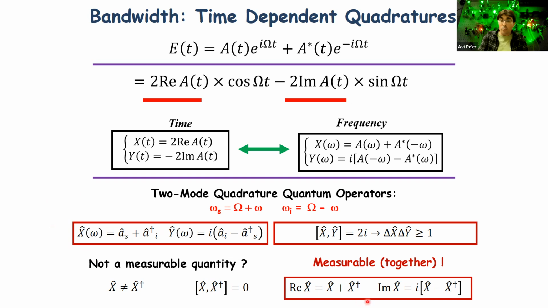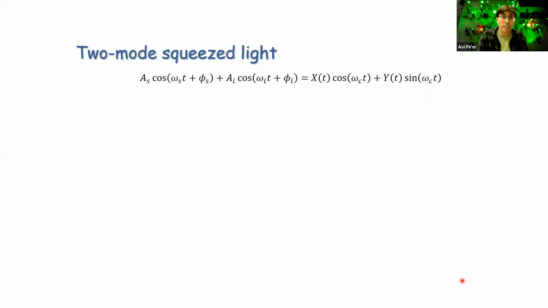They can both be measured because X and X dagger commute. So we can measure, at least conceptually, both the real part and the imaginary part of X independently. Those can be measured simultaneously, as opposed to the quadratures themselves, X and Y, that cannot, because X and Y do not commute. But those operators do. So this complex quadrature that I defined here is a measurable quantity, and I'll show you how it can be measured directly.